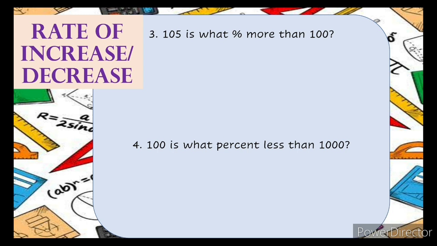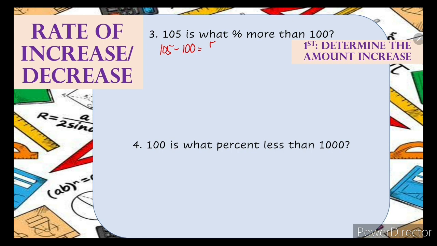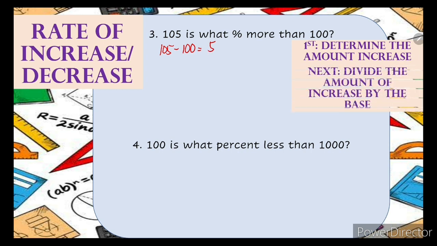105 is what percent more than 100? Okay? First step, determine the amount increase. So, 105 minus 100 is equal to 5. Next, divide the amount of increase by the base. So, 5 divided by 100. 5 divided by 100, so bawal, decimal point ulit, so 0. 50 divided by 100 is 0.